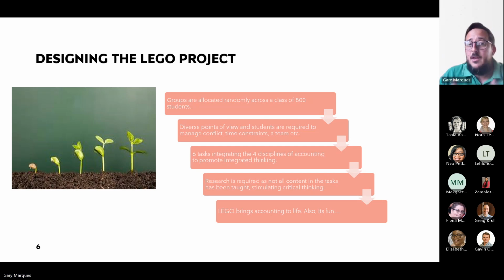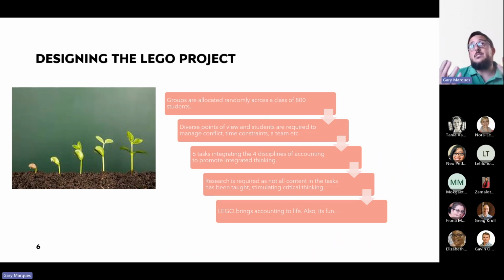And then, very importantly, what we've also done with these tasks is that you as a student have to go along and do some research. So not all the content has been taught pertaining to the task at hand. So a bit of research has to be done. It stimulates a bit of lifelong learning and critical thinking in terms of, okay, I've now got to read this piece of taxation legislation that I've never been taught. I need to interpret it and apply it to this scenario and this task that's going on.